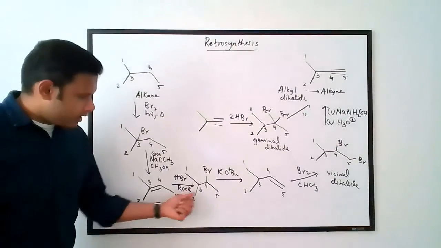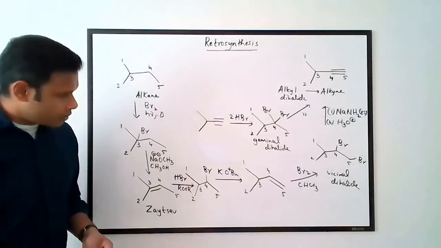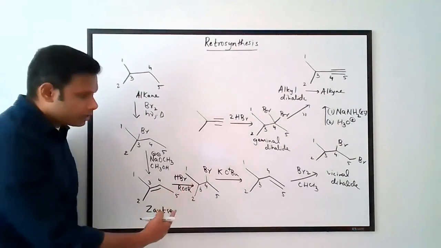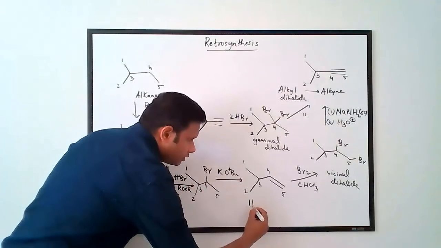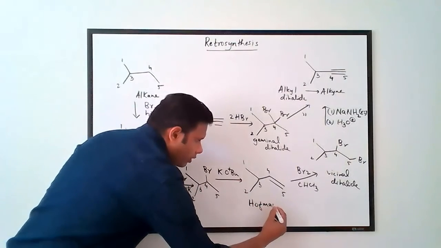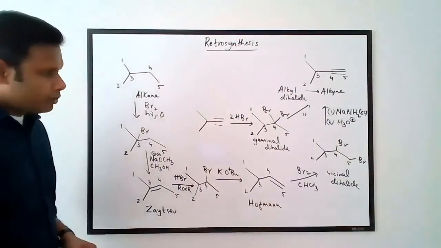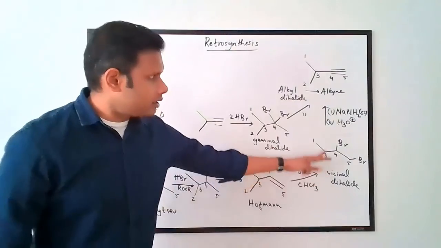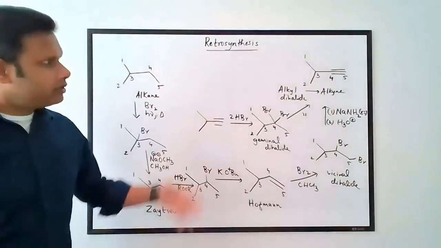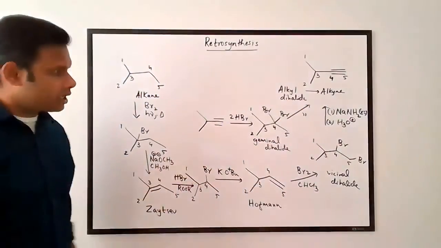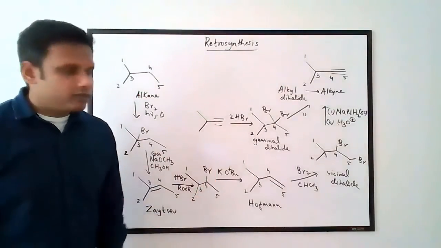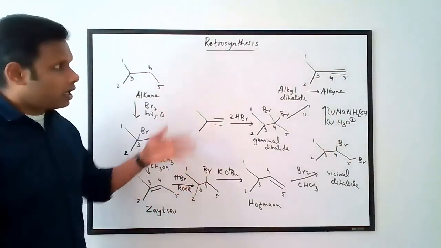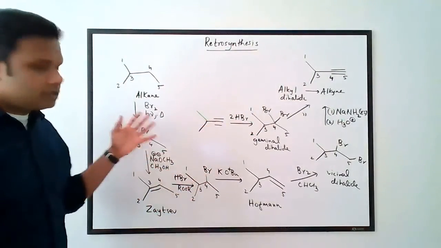And from there we did an anti-Markovnikov hydrohalogenation to get the less substituted alkyl halide, and then we got the Hofmann product here. We got the Hofmann elimination. Halogenation of the alkene gives us the vicinal dihalide, and then elimination on that gives us the alkyne product. So that's another example where you're doing a bunch of functional group transformations. We went from an alkane to an alkyne, through the intermediacy of several ones.